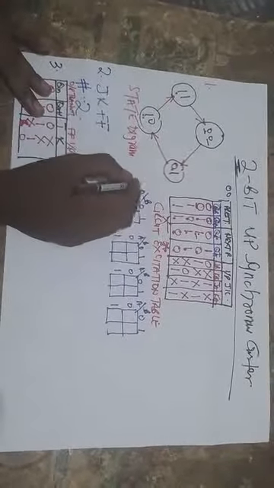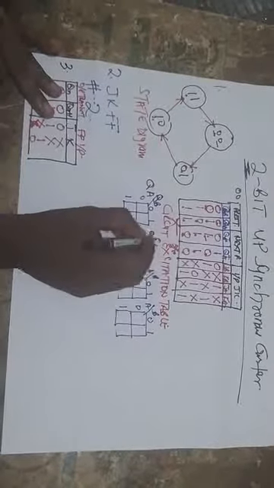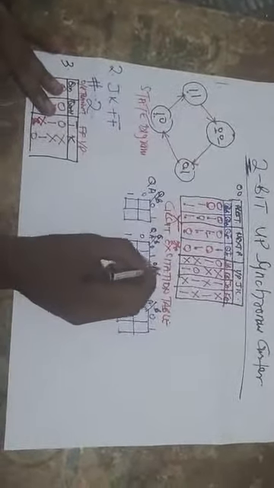Okay, so these are 4 K maps. Now we are going to map. I'm going to do for JB. Oh, sorry, here should have been QB. So here will be QA and then QB, because we are dealing with the Q's.